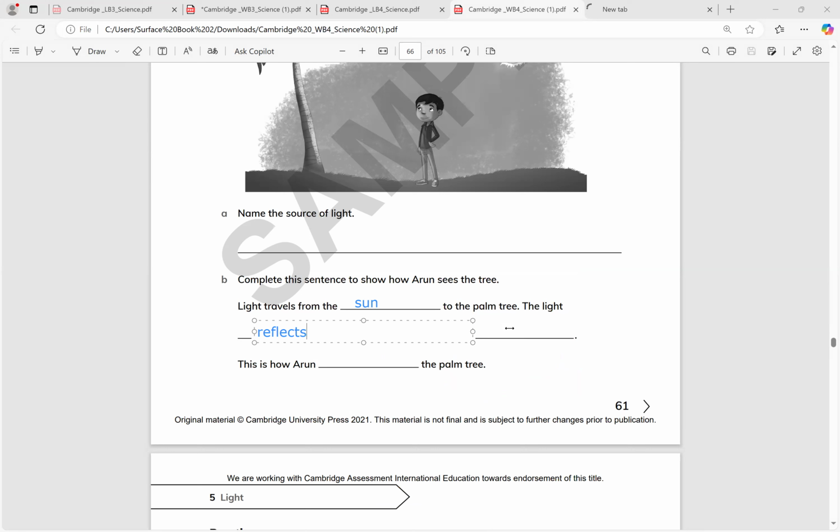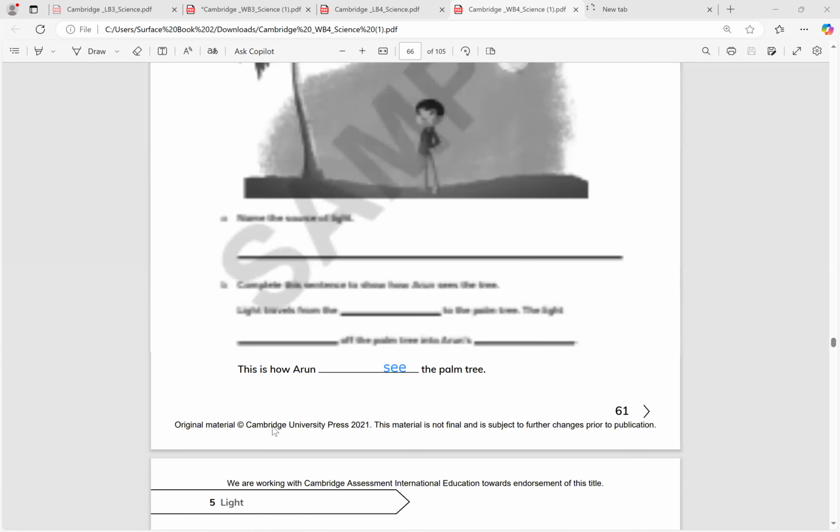And then, what does the light do when it reaches someone's eyes? Eyes. Yes, eyes. This is how Aaron sees the palm tree and the sun. Yeah, it's C. Good job.